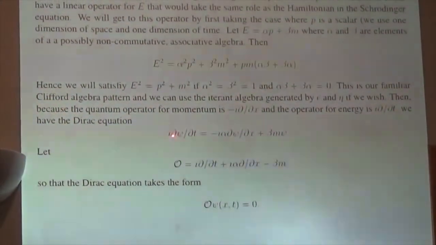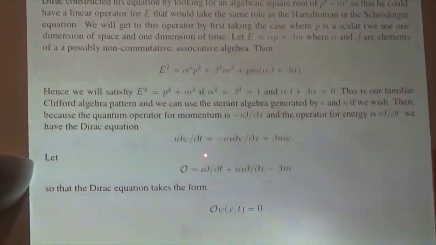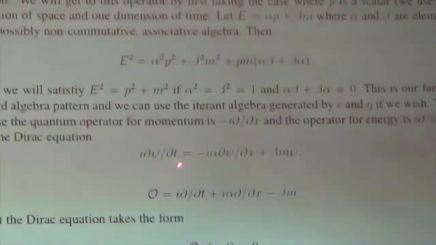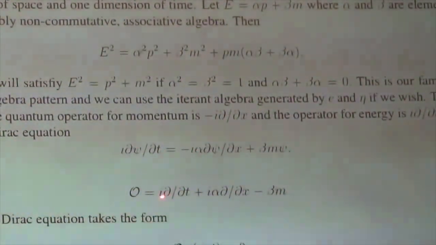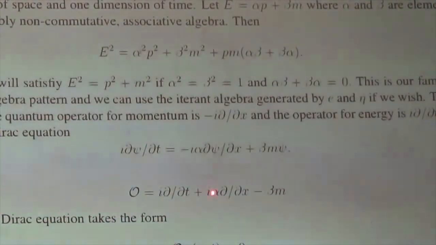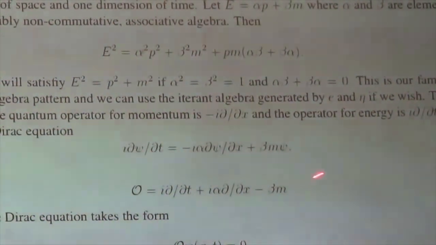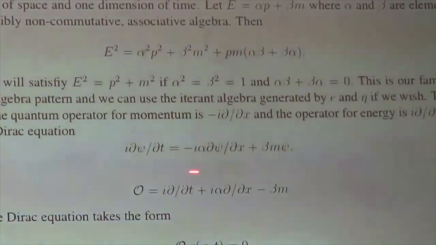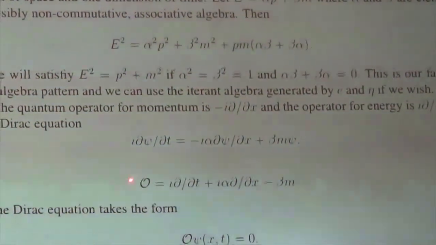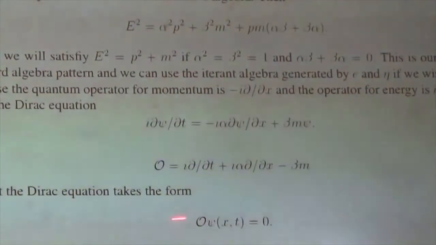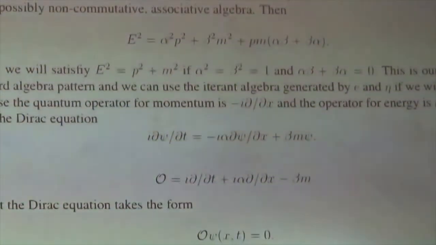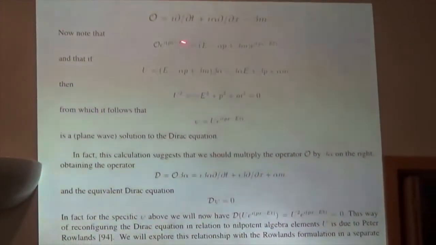So then the operator itself applied to psi equals zero. Well, that just means I put everything on one side, and then it's i d/dt plus i alpha d/dx minus beta m. Just put everything on one side. So there's the Dirac operator in this sense. Okay? And we're trying to solve this equation. So let's try to solve it. So here's the Dirac operator.